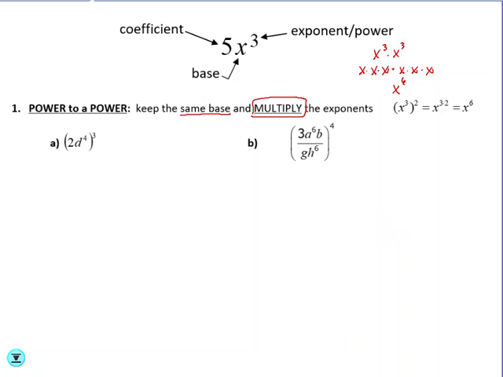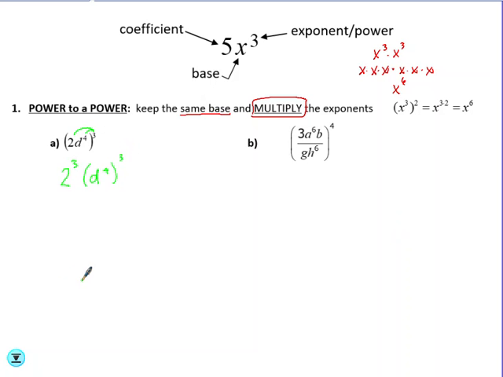Let's take a look at our first example. We have 2d to the 4th, all of that to the 3rd power. So you need to be careful when you are doing power to a power, because you need to make sure that this exponent of 3 is applied to both the number and the variable. So I'm going to rewrite this as 2 cubed and then d to the 4th cubed.